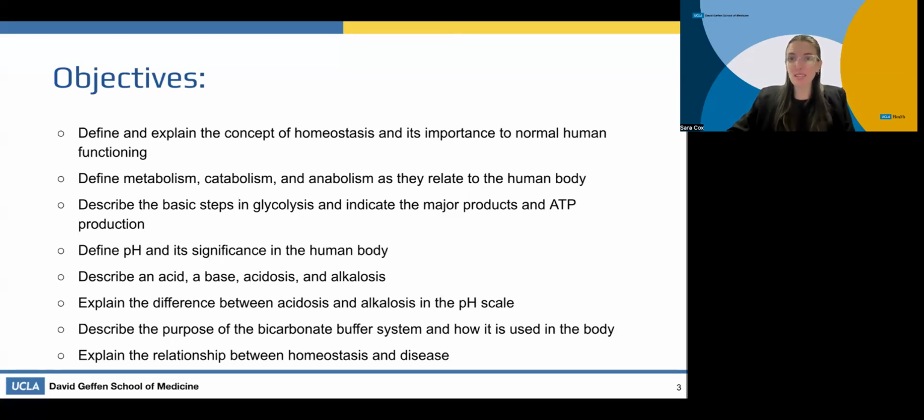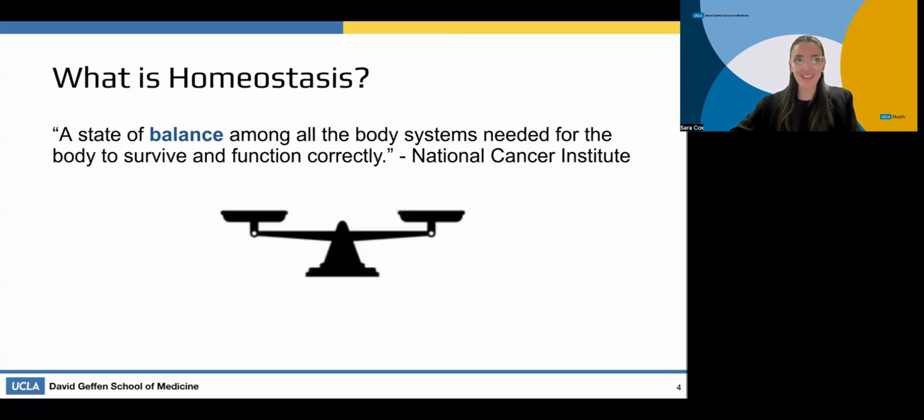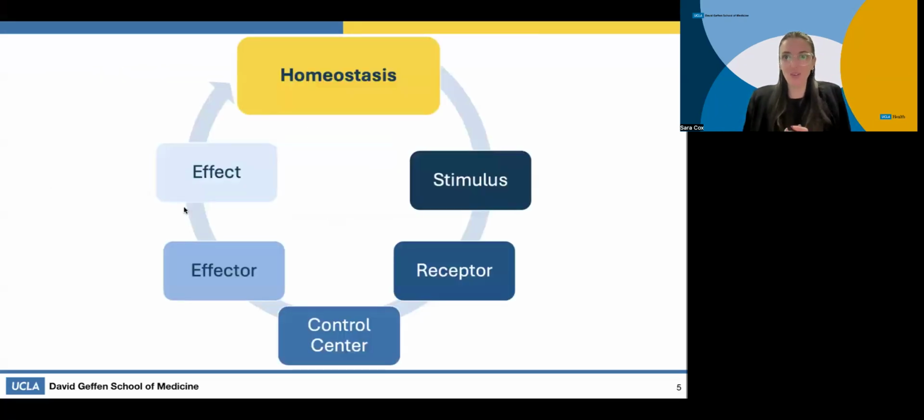To really be able to jump into this, we must start with the basics. And what is homeostasis? Well, homeostasis is a balance. It's a state of balance amongst all body systems that's needed for the body to survive and function correctly. It's a very, very careful balance the body keeps to make sure everything in it works. This is all the goal of life, is to keep us at homeostasis and keep us alive. The way we do that is through a very careful negative feedback.